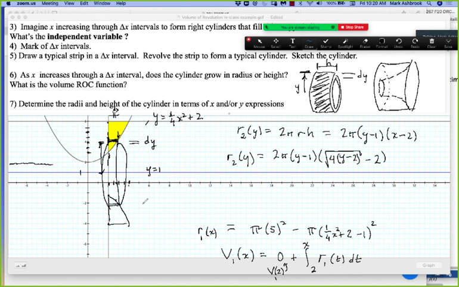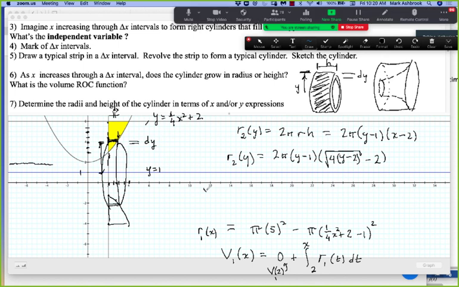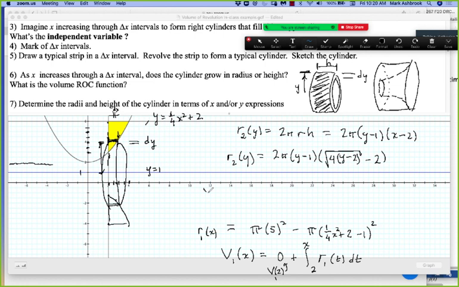Exactly. So then for the volume, since it's at 1, would you plug 1 into the y equals equation to find out where the integral starts?